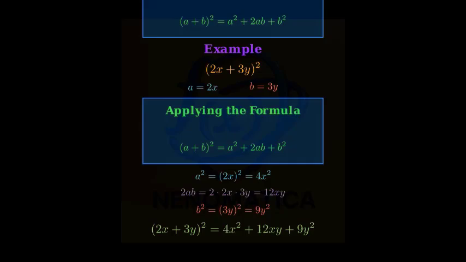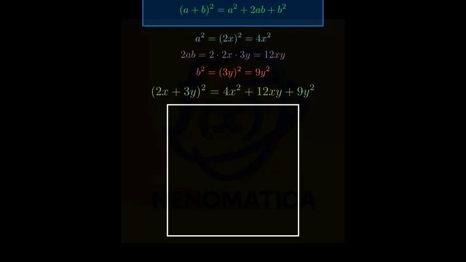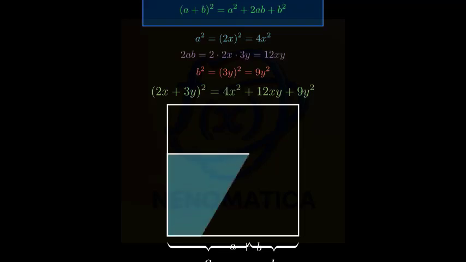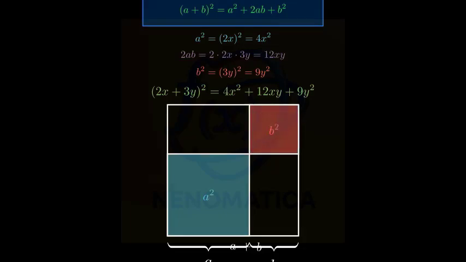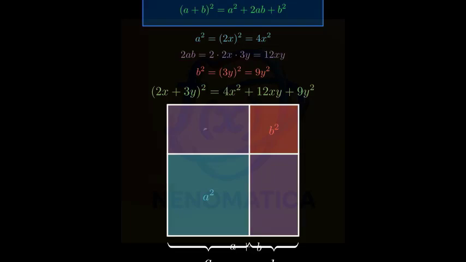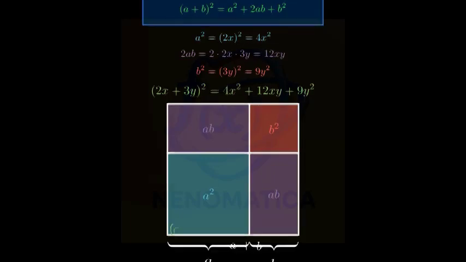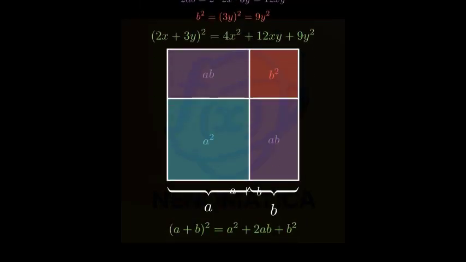Let's take a moment to understand this formula geometrically. Imagine a square with side length a plus b. The total area of this square is (a plus b) squared, but we can also break it down into 4 regions. One region with area a squared, one region with area b squared, and 2 rectangles each with area a times b. So the total area is a squared plus b squared plus 2ab, which matches our formula.